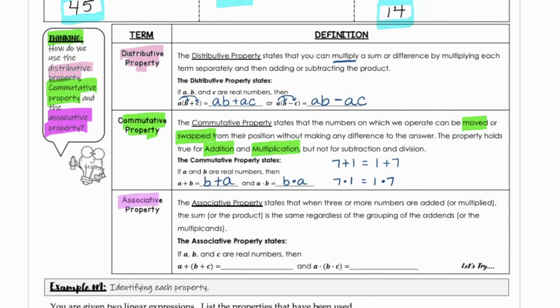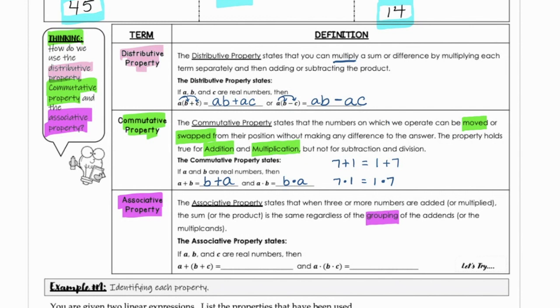And our last property, associative property. The associative property states that when 3 or more numbers are added or multiplied, the sum or the product is the same regardless of the grouping of the addends or the multiplicants. We're talking about some sort of grouping together. Associative property. I'm associating myself with certain groups.